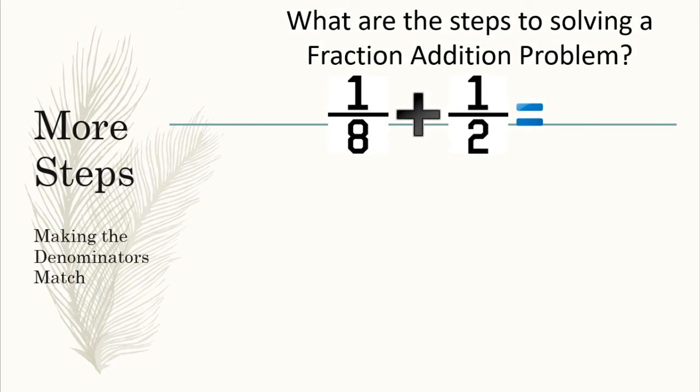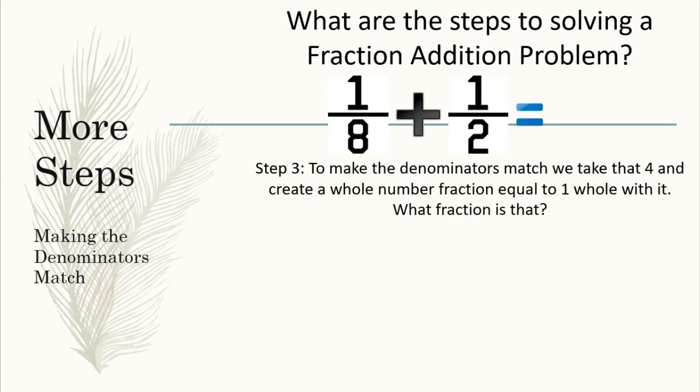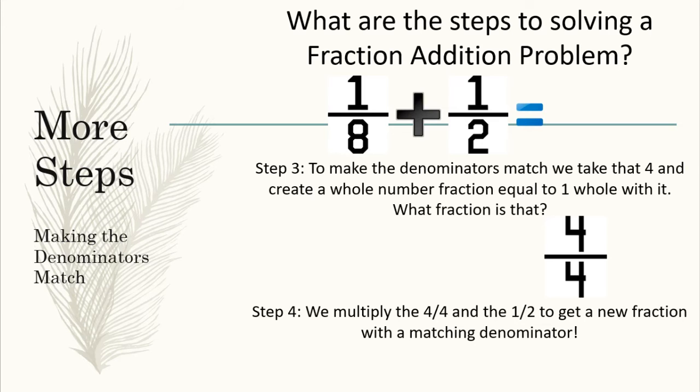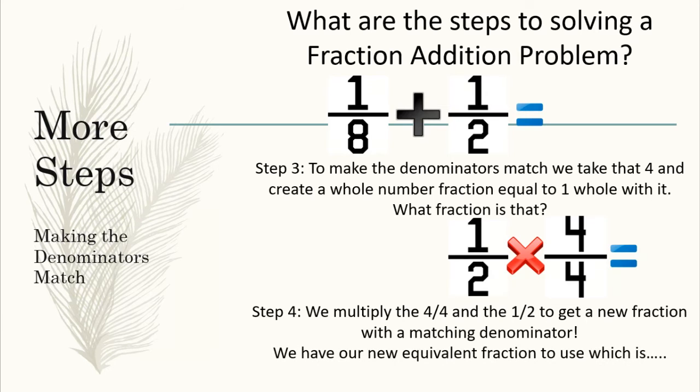The first step we go to here is to make the denominators match. We take the 4 and create a whole number fraction equal to 1 whole with it. So what fraction is that? 4/4. Okay, we multiply the 4/4 and the 1/2 to get a new fraction. And that new fraction is going to have a matching denominator. Our new equivalent fraction to use is 4/8. 1 times 4 is 4, 2 times 4 is 8.